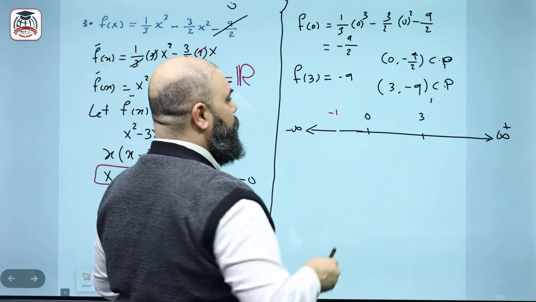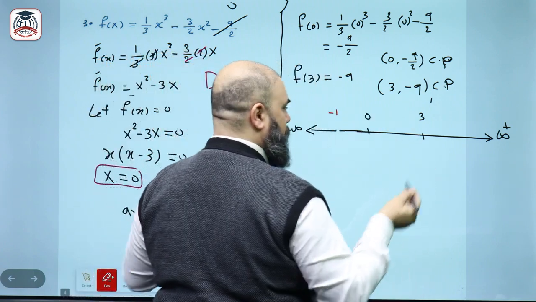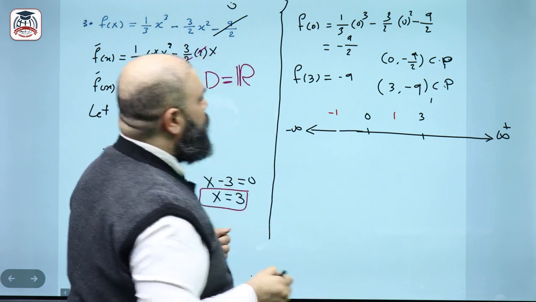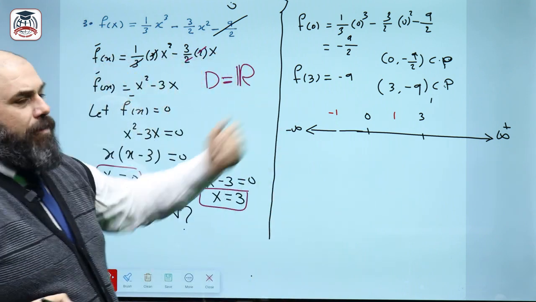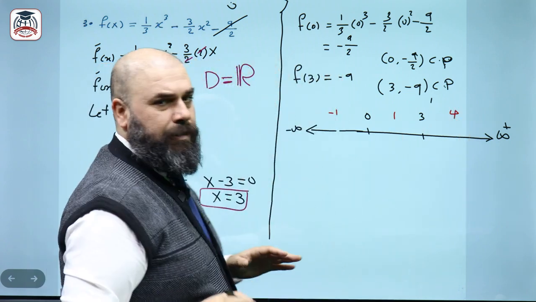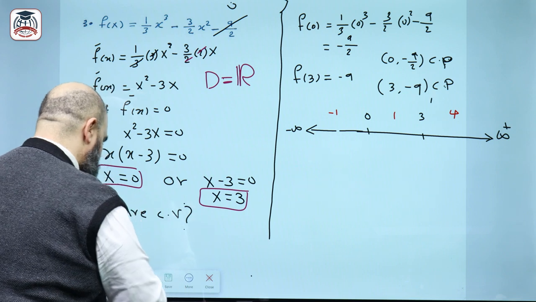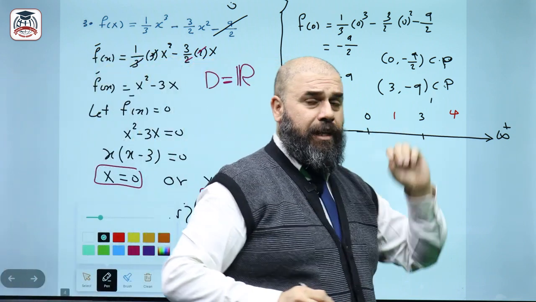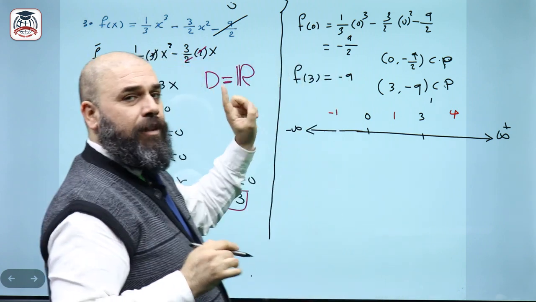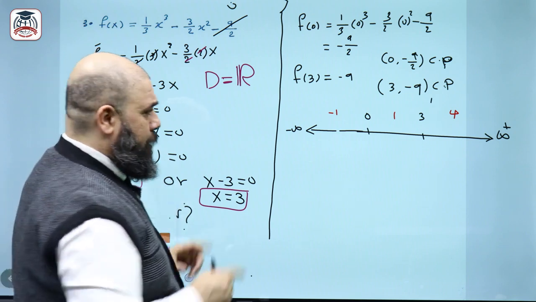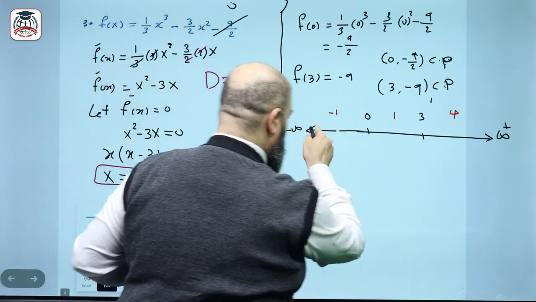Choose a value between 0 and 3, for example 2, and a value bigger than 3, for example 4. Do not forget, you must replace -1, 1, and 4 in f prime, not f, to find the sign of each region.